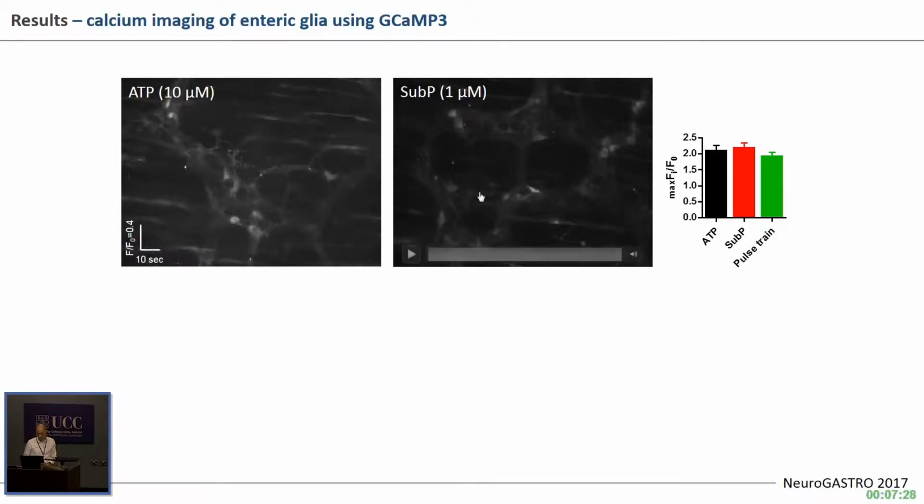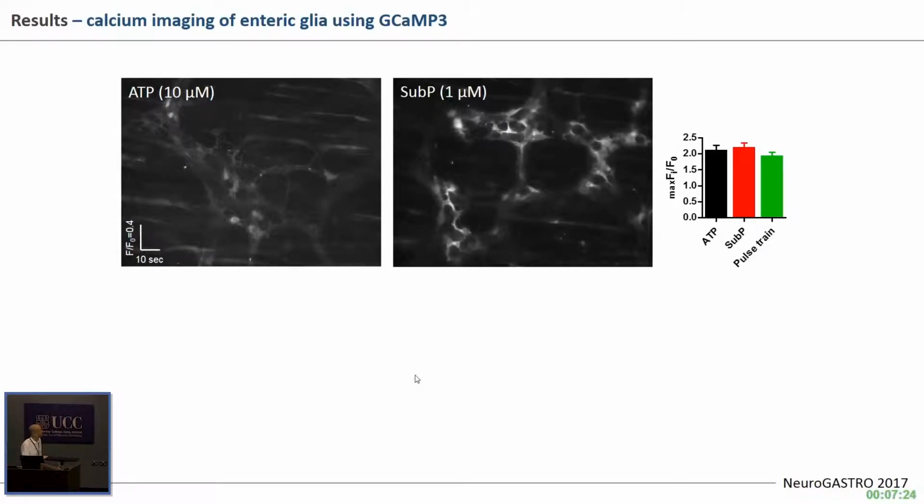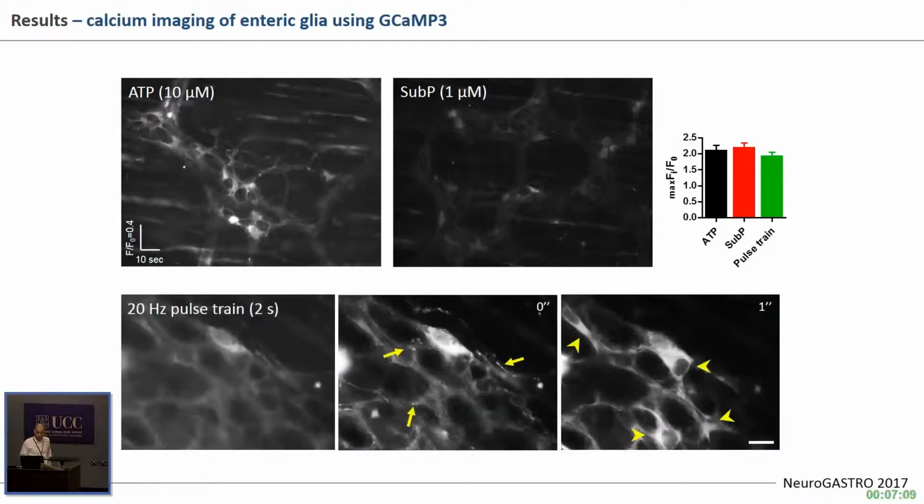Also, if we stimulate with substance B, there's a nice and robust calcium increase throughout the glial network, and you really see, because of the confined GCaMP3 expression, the nice calcium transient in the fine processes of the enteric glial cells. This gives very good amplitudes and calcium transients, and then we looked at this first way of neuron-to-glia communication.